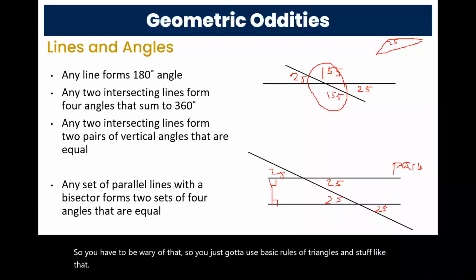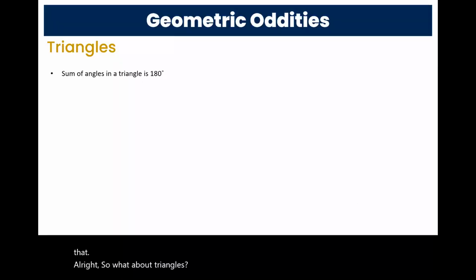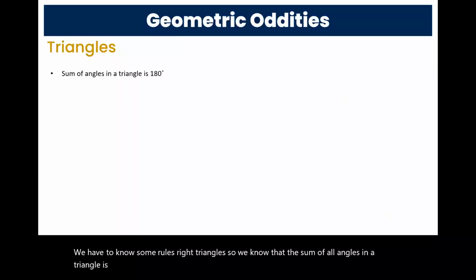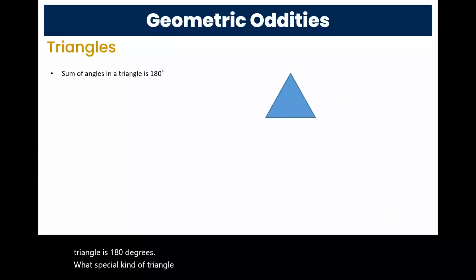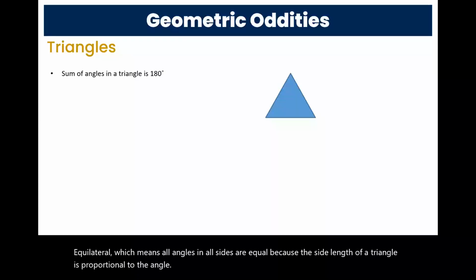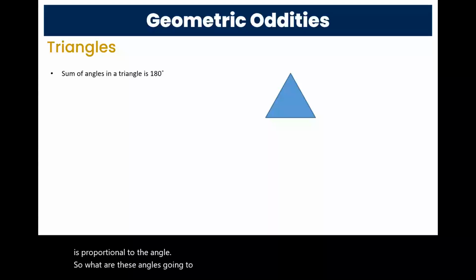All right, so what about triangles? We have to know some rules about triangles. So we know that the sum of all angles in a triangle is 180 degrees. What special kind of triangle is this? Equilateral, which means all angles and all sides are equal, because the side length of a triangle is proportional to the angle. So what are these angles going to be? 60 degrees.